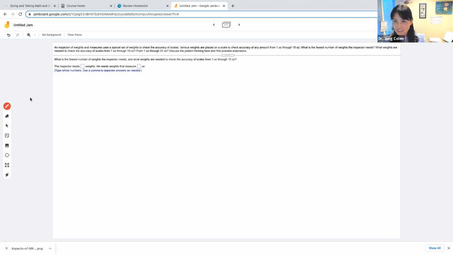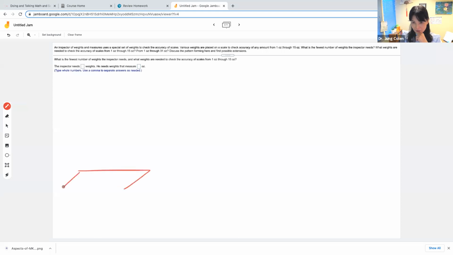an inspector of weights and measures uses a special set of weights to check the accuracy of scales. Various weights are placed on the scale to check accuracy of any amount from 1 ounce through 15 ounces. What is the fewest number of weights the inspector needs to check all of the ounces from 1 to 15? Okay, so let me draw a picture.